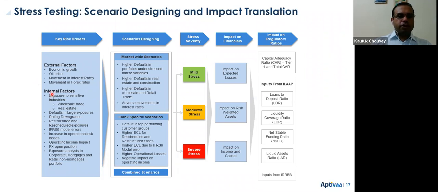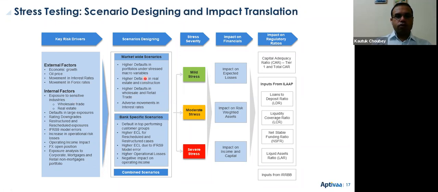Whereas there are certain factors which vary from bank to bank. So for example, the bank's own concentration in large borrowers, the bank's own concentration in, say, non-investment grade exposures, operational risk related hazards like model errors, the bank's own open FX positions, and aspects like that, which are not dependent on the macroeconomic or systemic conditions, but are due to the virtue of the bank's own positions. So given both these sorts of risk, there are different scenarios that the bank needs to design.